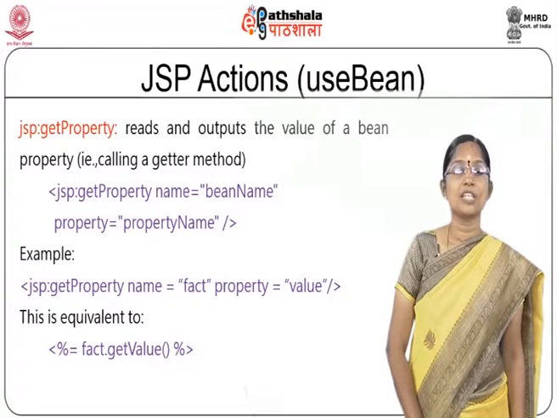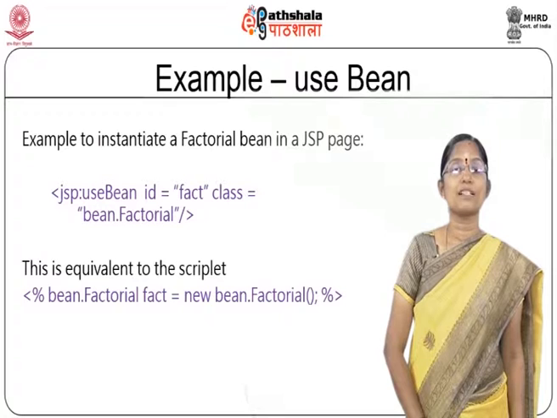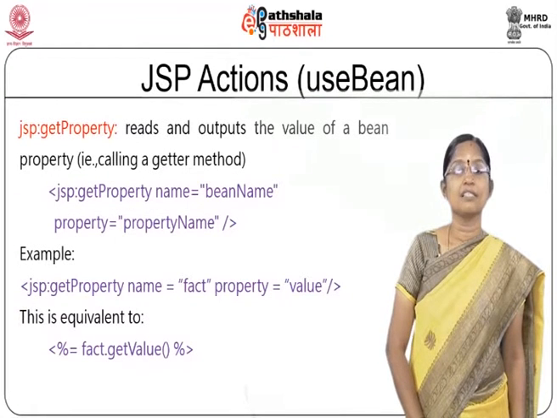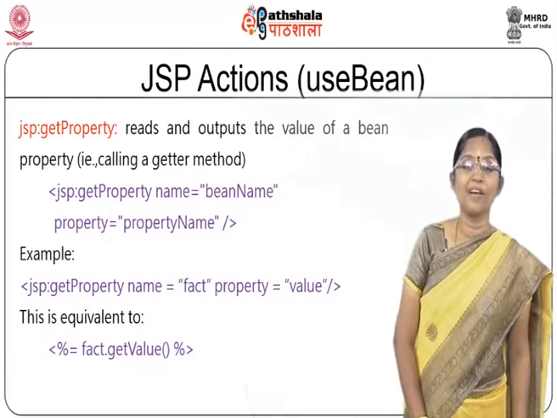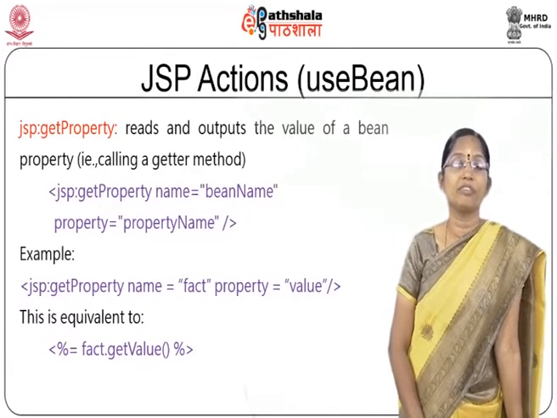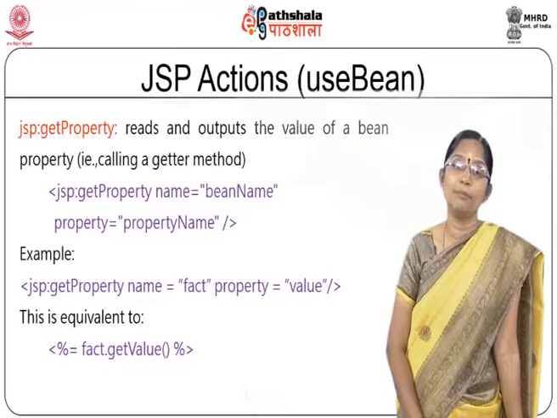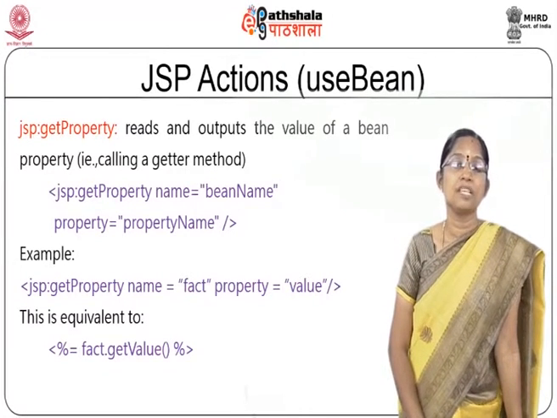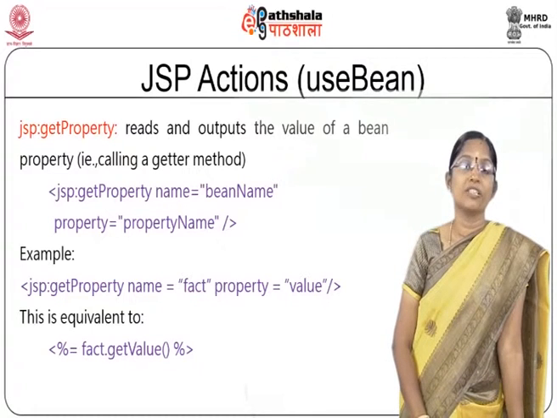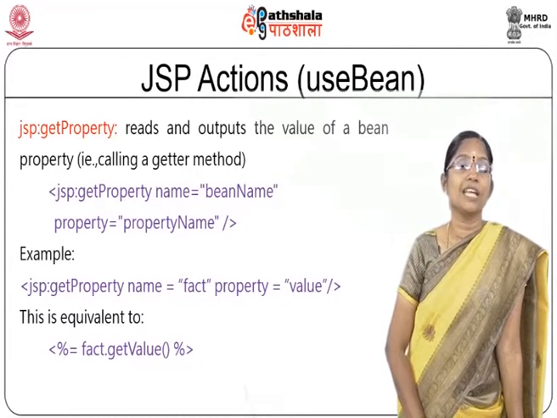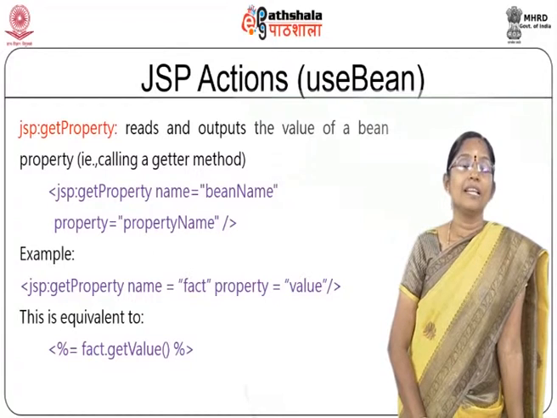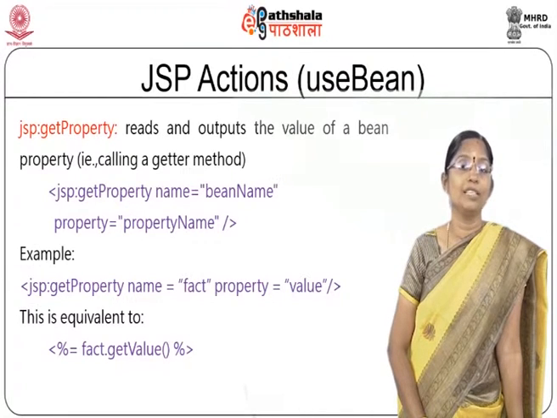We can use jsp:getProperty with name equal to fact, because fact is the instantiation of the class, then property equal to value. This is very much equivalent to fact.getValue(), calling the getValue function available inside the fact object. So instead of invoking the getValue function of the fact object, we can make use of the getProperty tag, where the name fact gives you the object name and the property value fetches some value through a method.